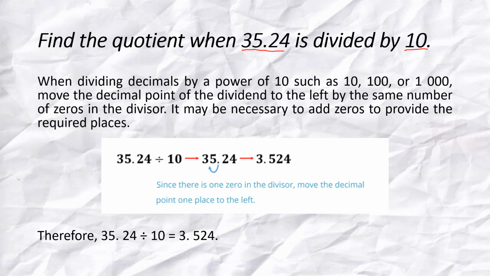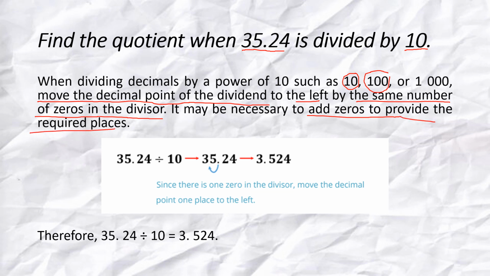Simply move the decimal point of your dividend to the left by the same number of zeros that is in your divisor. If the divisor is 10, move one space to the left. If your divisor is 100, move 2 steps to the left. If your divisor is 1000, move 3 steps or 3 places going to your left. It may be necessary to add zeros to provide the required places.